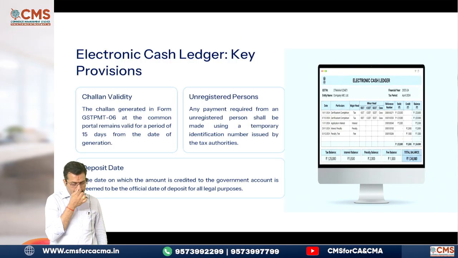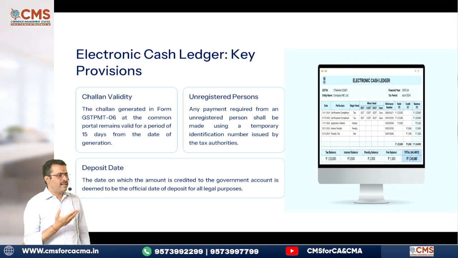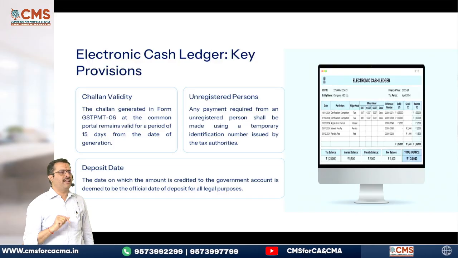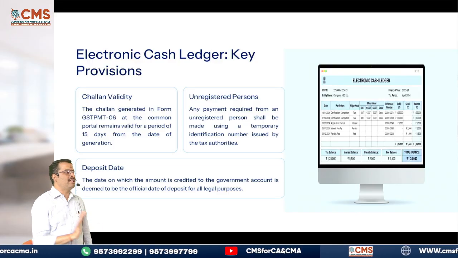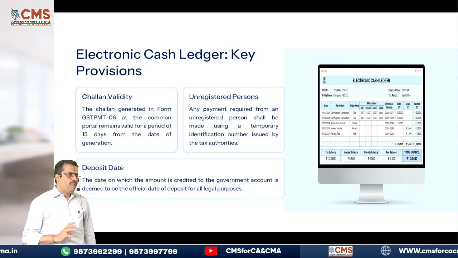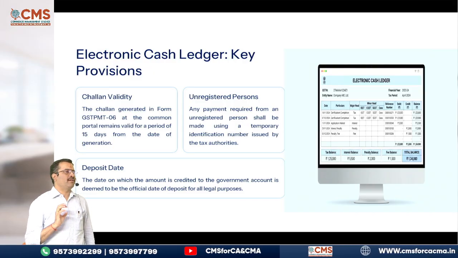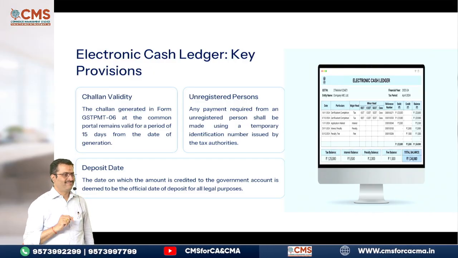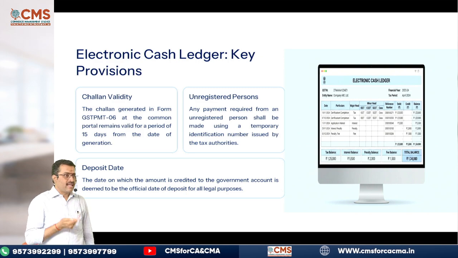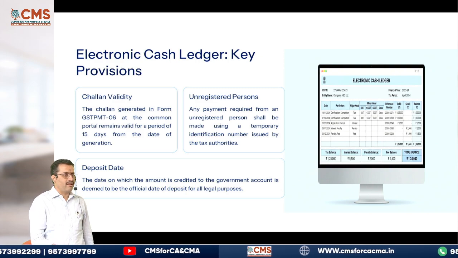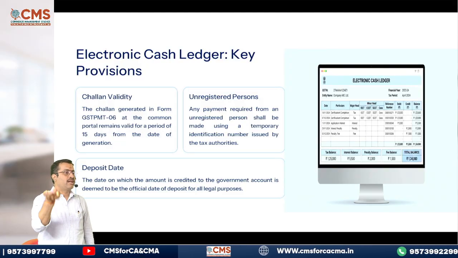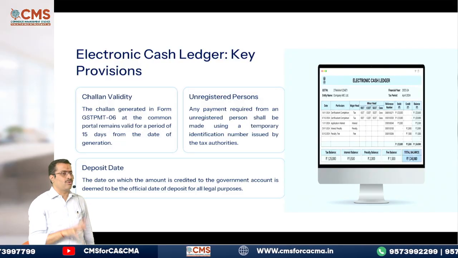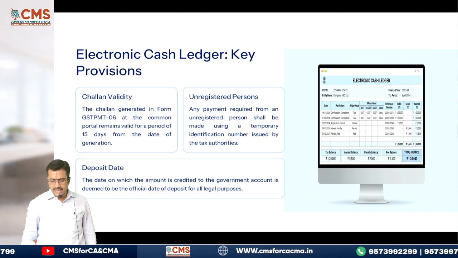Then see here, deposit date, obviously. What will be the deposit date in the government? Only when the government gets the money, that day only is the deposit date. Why are you telling this, sir? Because sometimes when I pay through NEFT or RTGS, I will send the money today through my bank, but it will get reflected in the government's account only tomorrow. So the date of payment will be tomorrow only, not today. Okay, that's what he is saying here.